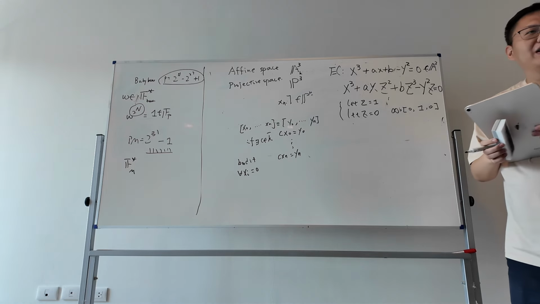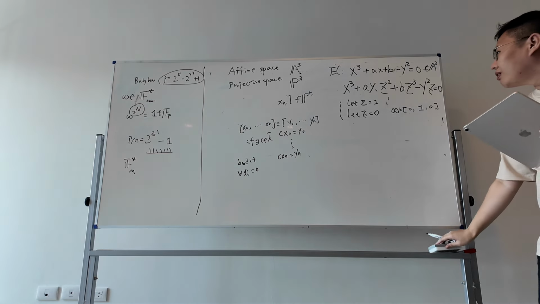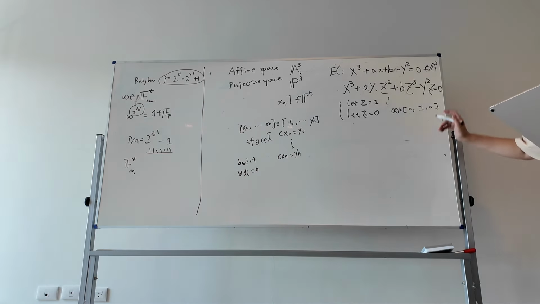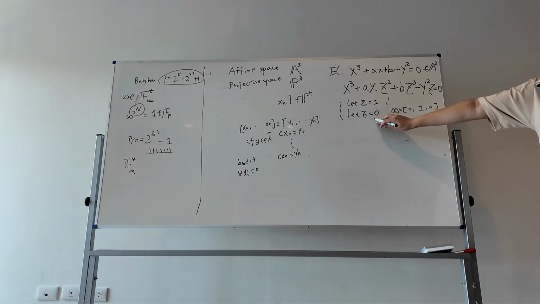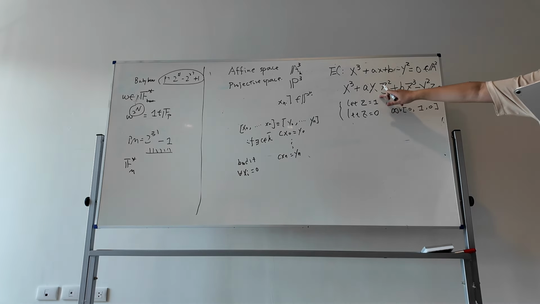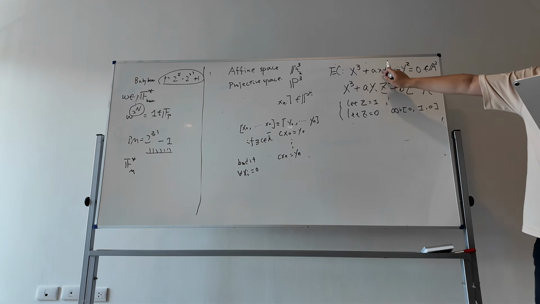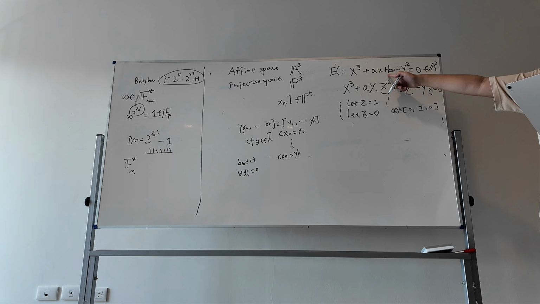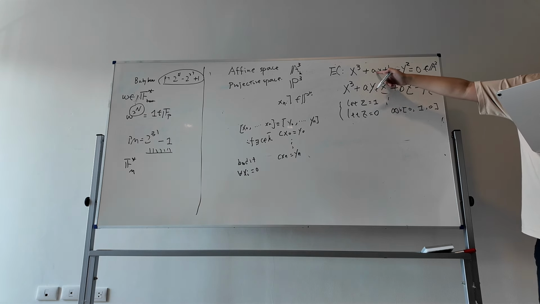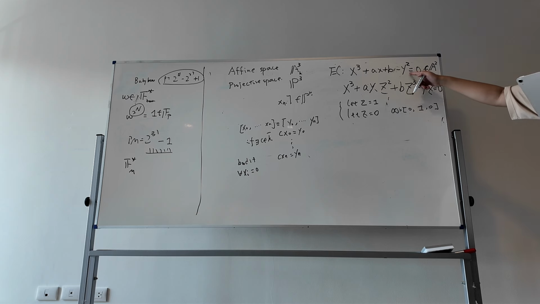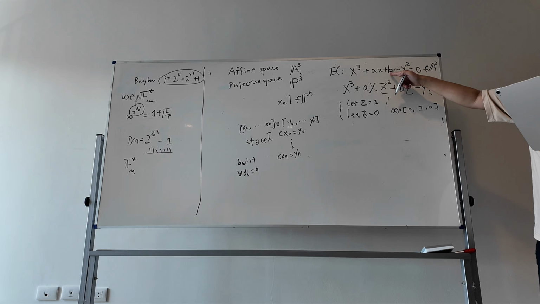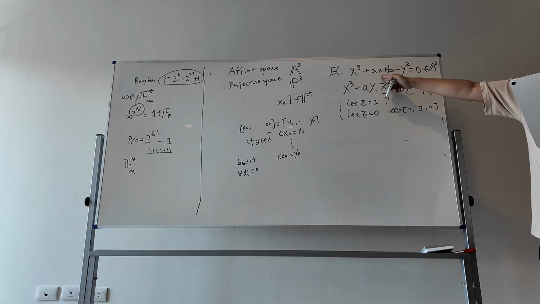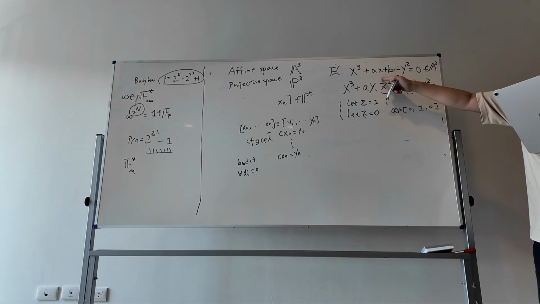Where do you get the z from? What do you mean, where did you get z? This is called homogenization. How did you create the equation? This is the equation, and you make up everything which is not the highest power with z. So this is a constant, so you multiply with z cubed, and this is degree 1, so you multiply with z squared.